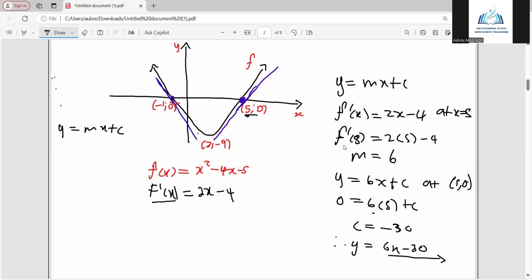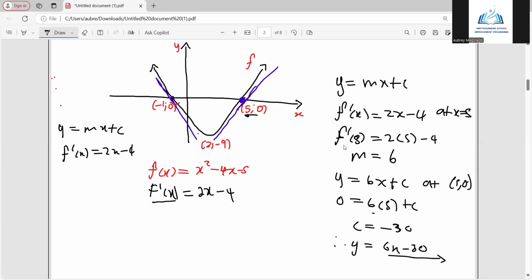I said we're going to look for f prime of x, which I already have, which is equivalent to 2x minus 4. This f prime of x, the derivative of a function, represents the gradient of a tangent at any point on the graph in terms of x. But I need the gradient at the point where the graph intersects with the tangent at -1 and 0. So I'm going to take the x value, which is -1, and substitute it in the first derivative.